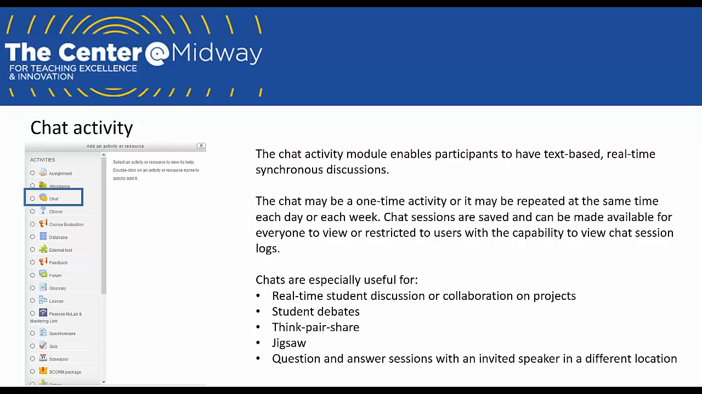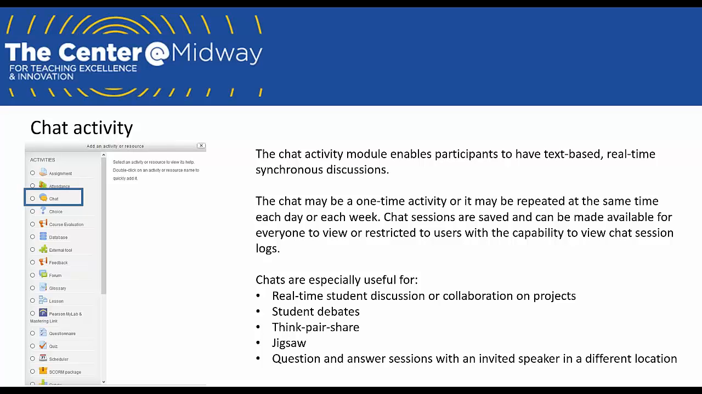So you would schedule a chat to occur, say, at 9 o'clock on Friday evening. That's what all your students want to be doing on Friday evening. And then the students would join the chat and they would be able to chat text-based in real time. What can chats be used for? Real-time student discussion or collaboration on projects. It's a great way to get students who never get to meet face-to-face an opportunity to at least have some live collaboration.